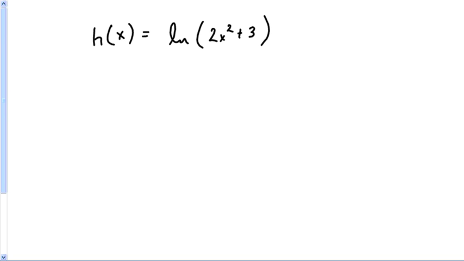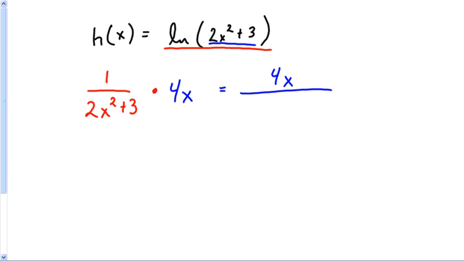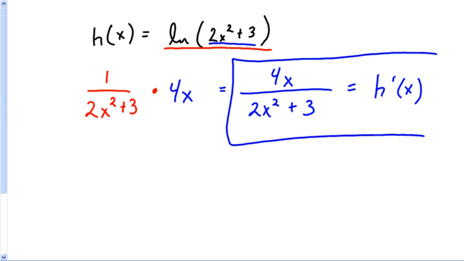Oh, this one's easy. First off, do the derivative of log of 2x squared plus 3. Well, that's easy. It'd just be 1 over 2x squared plus 3 times the derivative of 2x squared plus 3, which would be 4x. So my answer is 4x over 2x squared plus 3, and that would be h prime of x, and that is my answer. Hey, I'm on fire.